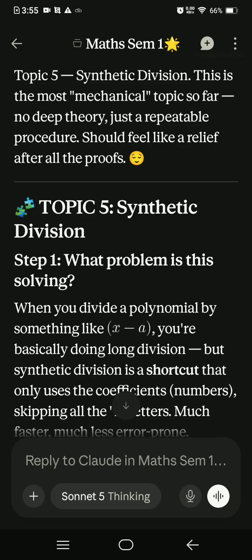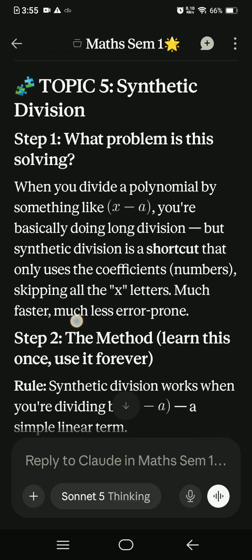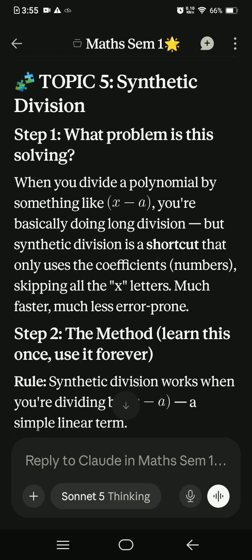Topic 5, Synthetic Division. This is the most mechanical topic so far. No deep theory, just a repeatable procedure. Should feel like a relief after all the proofs. Topic 5, let's start. Step 1, what problem is this solving?